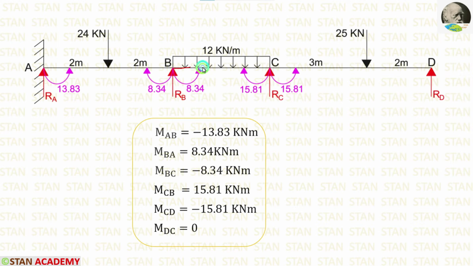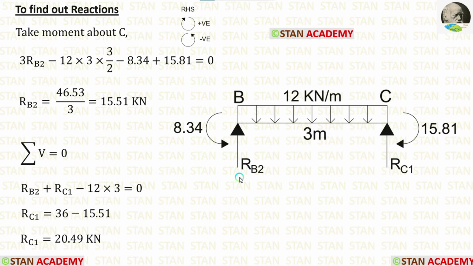Now, let us take the span BC and calculate the vertical reactions. In the span BC, there are two movements, MBC which is acting in the anticlockwise direction and MCB which is acting in the clockwise direction. In this span, first I am going to calculate RB2. For that, I am going to take moment about C. RB2 is acting towards the point C in the clockwise direction, so it will be positive and the distance is 3 meter, so 3 RB2.